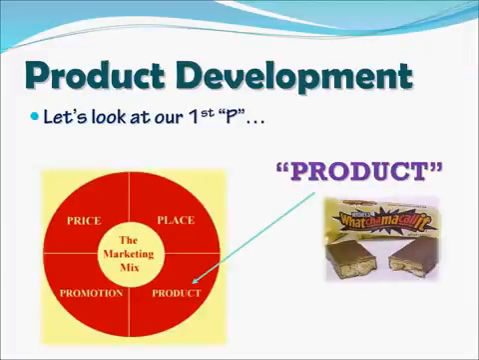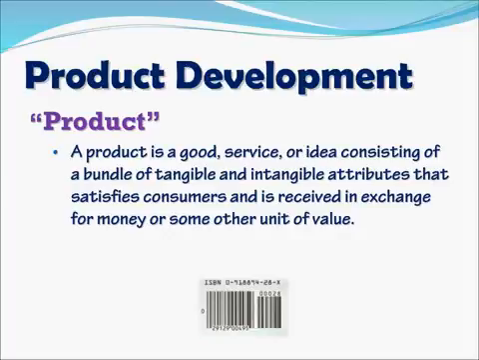Whatchamacallit? Now this is a product and it fits within the marketing mix of the 4 Ps. And a product can be a good or a service, even an idea, which consists of both tangible things you can touch and intangible attributes. Whether it is a product such as a good or a service or an idea, it's going to satisfy consumers in some way. It's going to satisfy their needs or their wants. And consumers will exchange money for your product or some other unit of value.